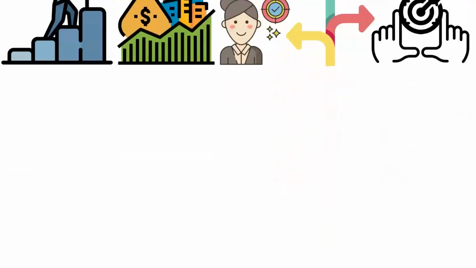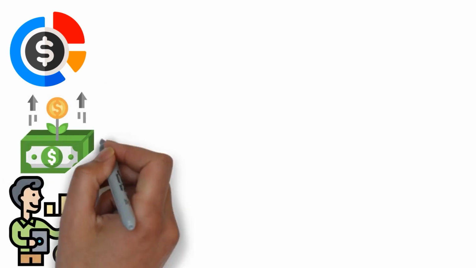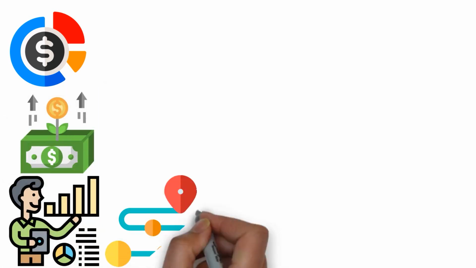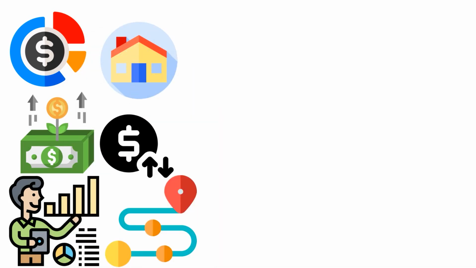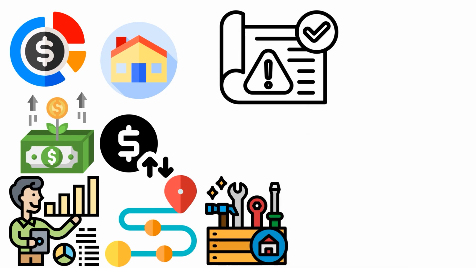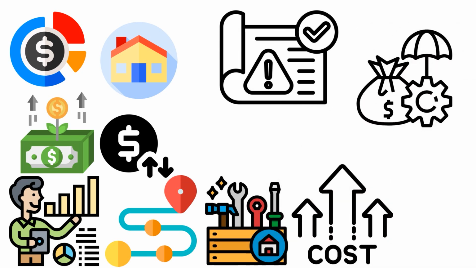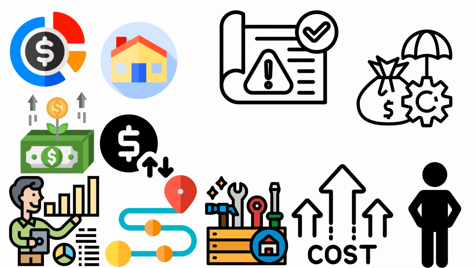Next up, creating a budget is super important. You want to manage your finances effectively and ensure that your investment remains profitable. Keep track of your income and expenses related to the property and set aside funds for maintenance and repairs. It's also wise to have a contingency plan for unexpected costs. By staying on top of your finances, you'll have a clear picture of where you stand and can make adjustments as needed.